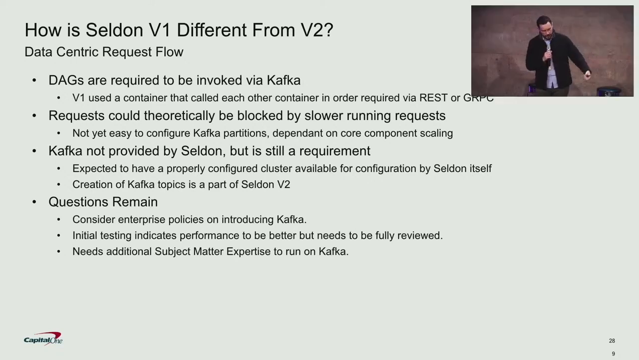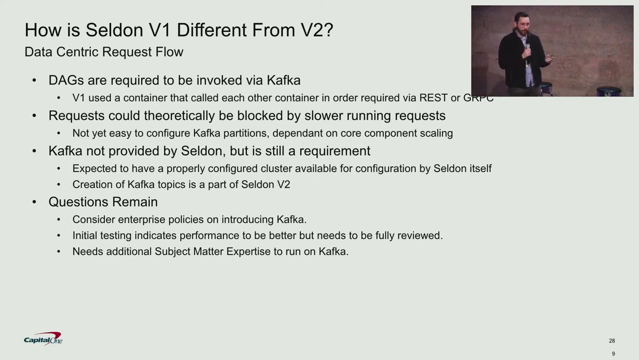So you send a request to the container. Seldon's orchestrator would then take that and say, okay, I need to invoke this container first, then this one, then this one. V2 says you're going to put information into a topic, and then the consumers are going to consume off of that. And what they do with that output is up to them, or the definition of the pipeline or the experiment. And then that kind of flows on through Kafka. Kafka is not provided by Seldon, but it is a hard requirement of the V2 offering. And it requires a decent amount of subject matter expertise to maintain that cluster.